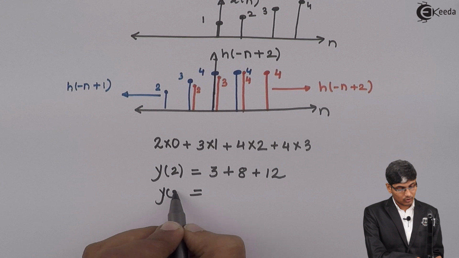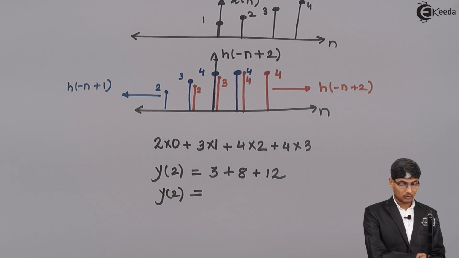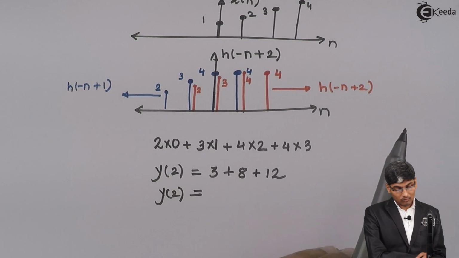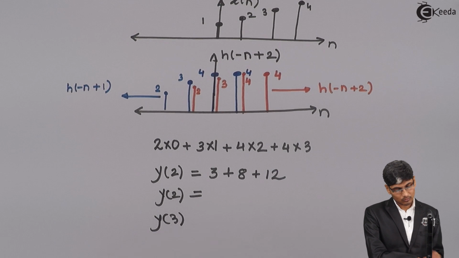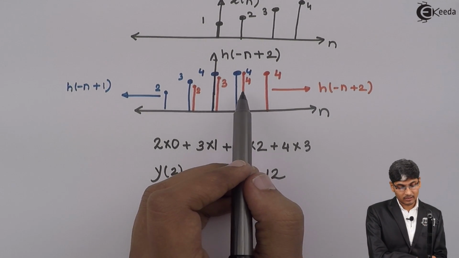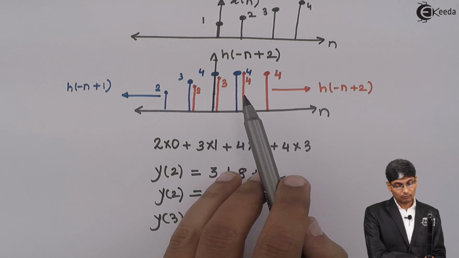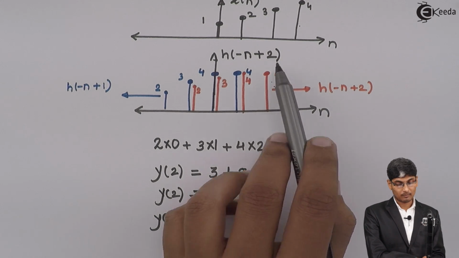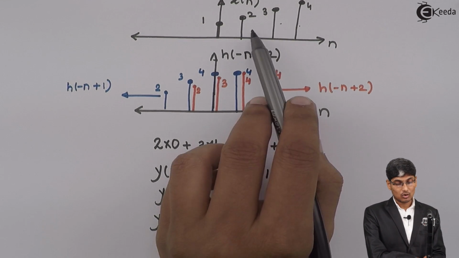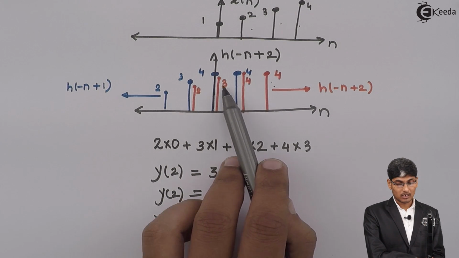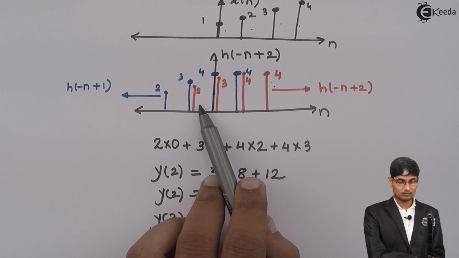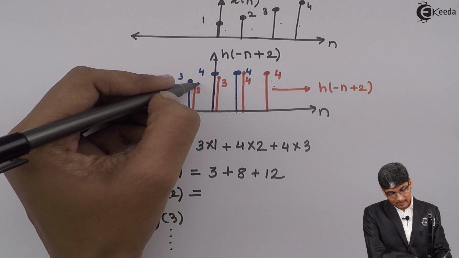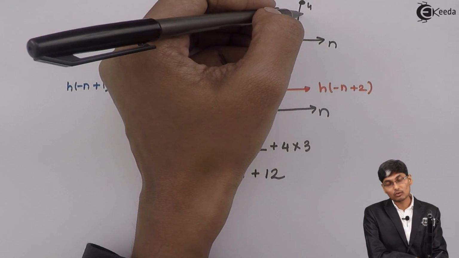So this is my new y of 2. Similarly, if we go ahead, then for now y is equal to 3, what you will do? For y is equal to 3, you will shift this signal once more. So 4 will come, this 4 will get overlapped with now new 4, 3 will get overlapped with 4, 2 will overlap with 3, and 1 will overlap with 2. And this process will go on till this sample moves out of 4.